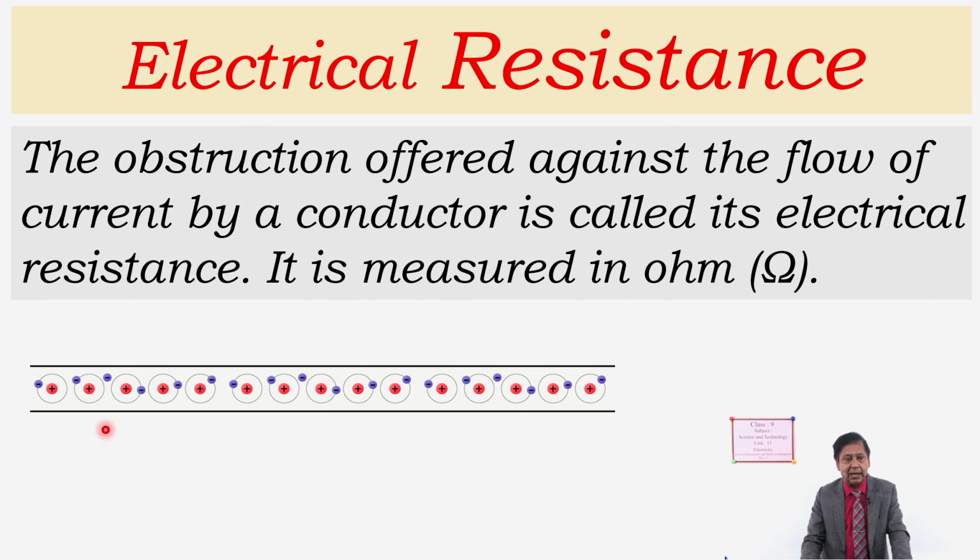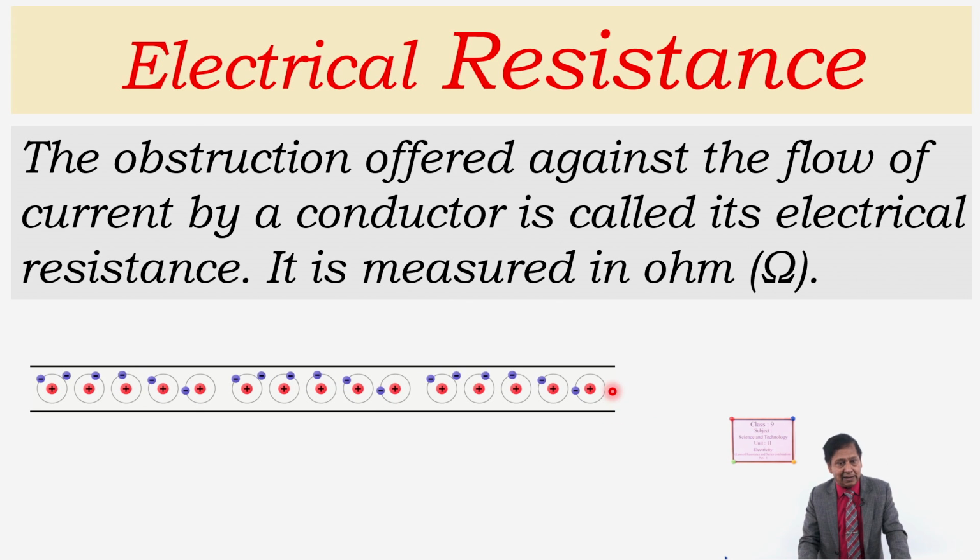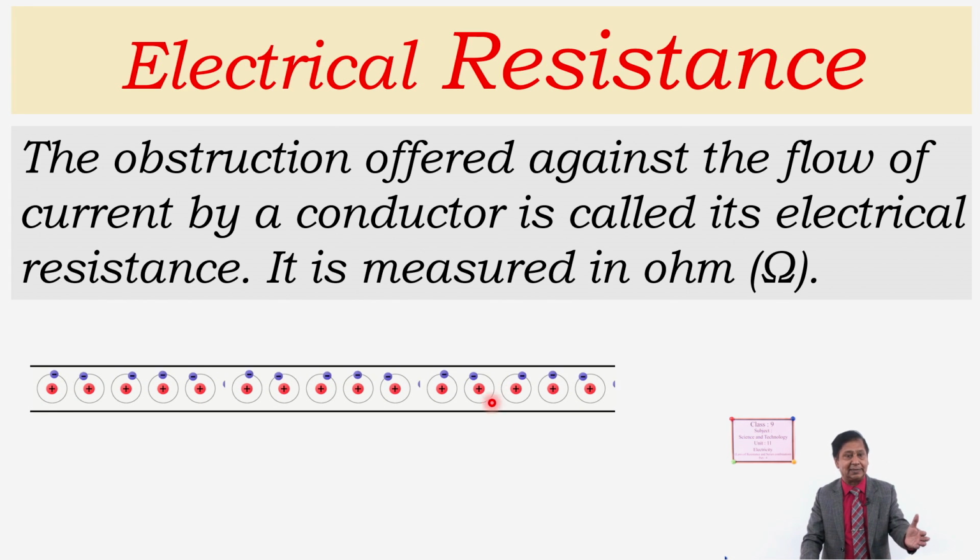This is, let's say, a conductor wire. I have magnified this conductor wire to make it very clear, and it is full of atoms. Millions of atoms are packed in this conductor, and flow of current means flow of electrons. When electrons flow through this conductor, certainly they flow by colliding with the atoms of the conductor. If the number of collisions is more, then obstruction is more, and if the number of collisions is less, obstruction is less. The obstruction depends upon the number of free electrons contained in this metal.